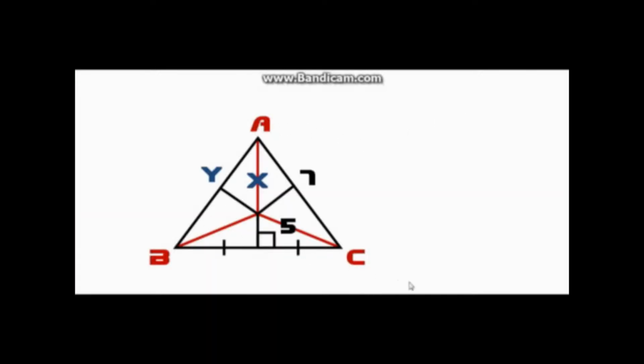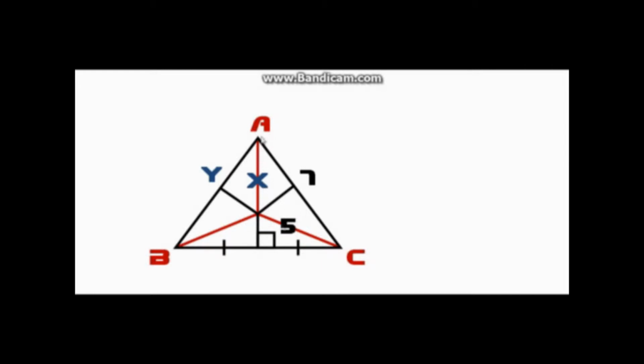Here is triangle ABC, and we have these black lines connecting in the middle. These are perpendicular bisectors. They bisect these sides and they're perpendicular to them. Where they meet is the point of concurrency. And these red lines are the distance from the point of concurrency to each vertex of the triangle.